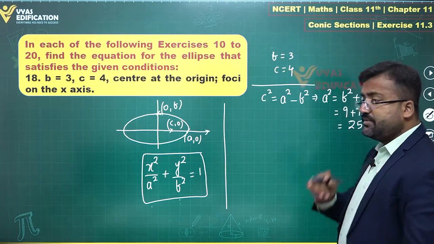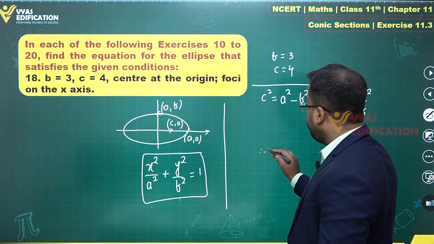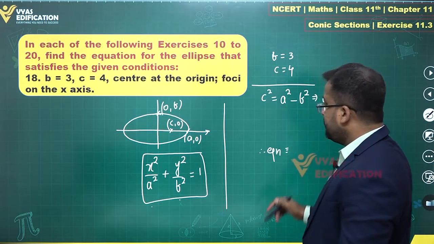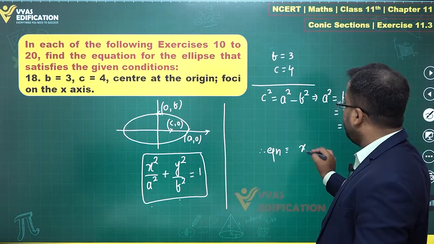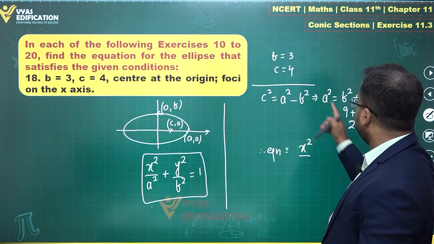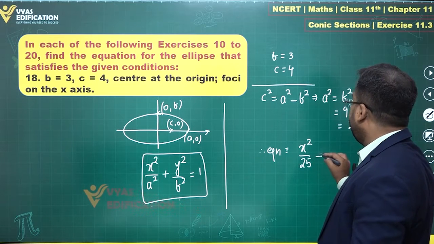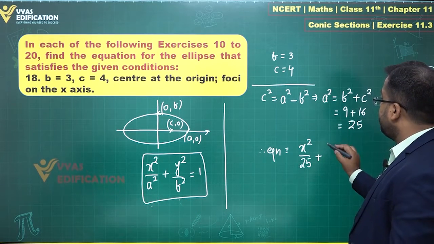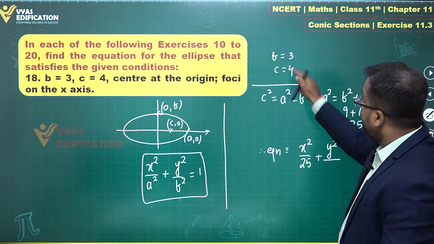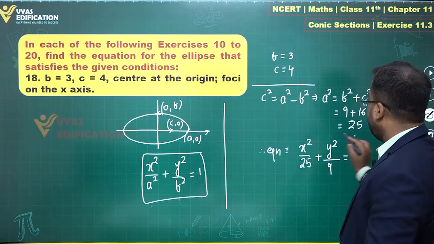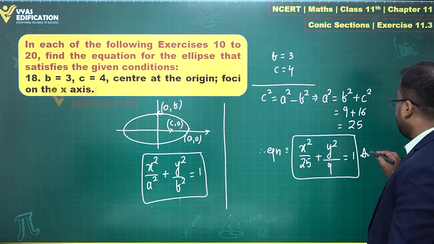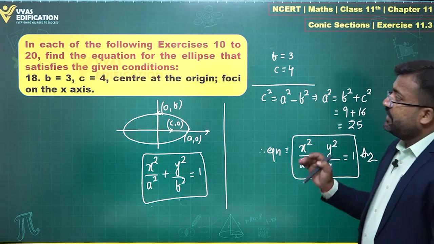That's pretty simple. So the equation for this particular ellipse will become x square upon a square, which is 25, plus y square upon b square, which is 9, is equal to 1. That's the required equation for this ellipse.